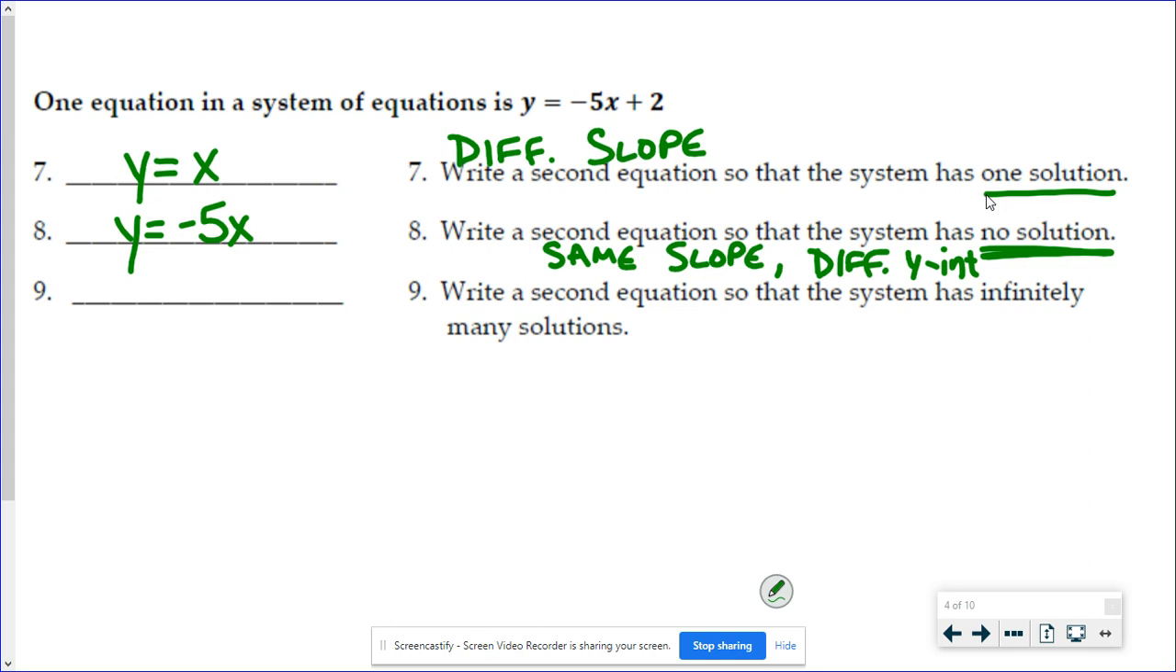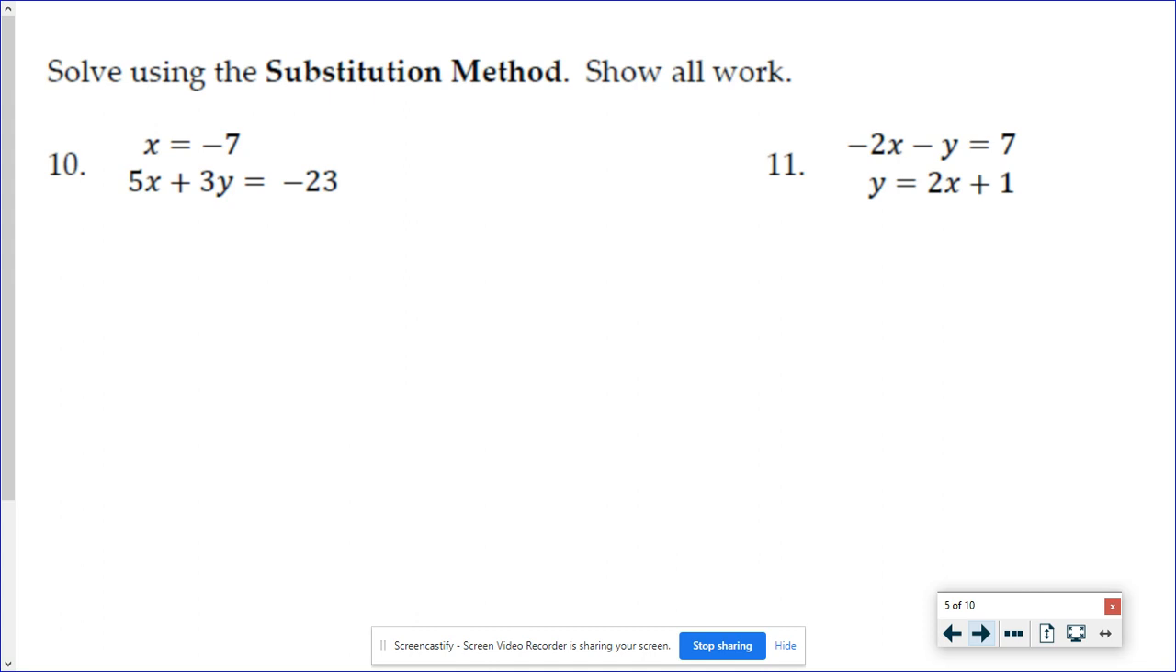For number 9, if I want to have infinitely many solutions, that means they are the same line exactly. You don't have to get tricky here. You don't have to have any particular work to show for this one. I would just keep it like this: y equals -5x plus 2. If you want to have something like y equals -5x plus 10 minus 8, go ahead, but don't make your life harder if you don't need to. Keep it simple.